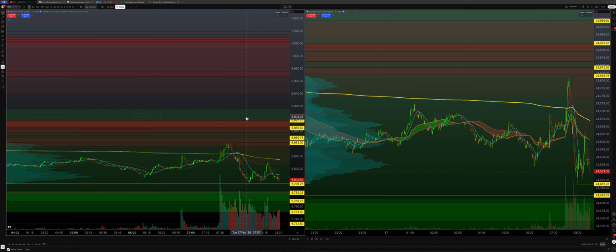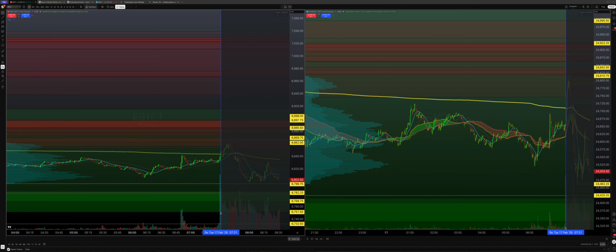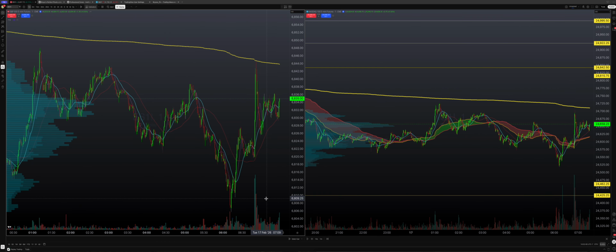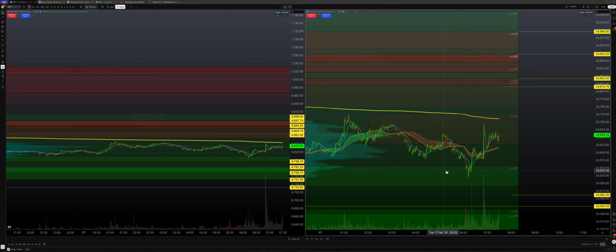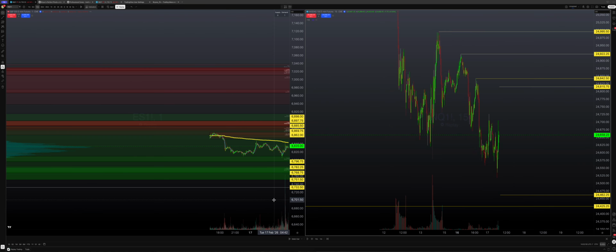So we are continuing to review my trades from the morning time. We'll start with the pre-market analysis. Here's a 15-minute chart.